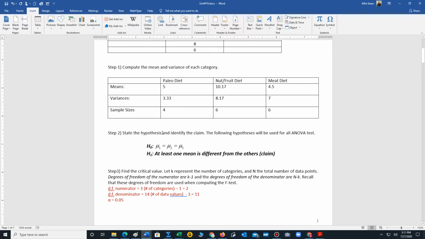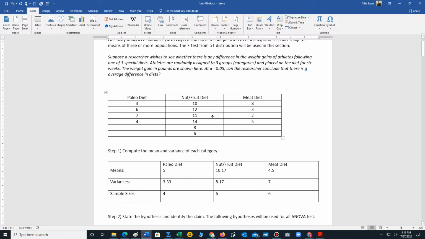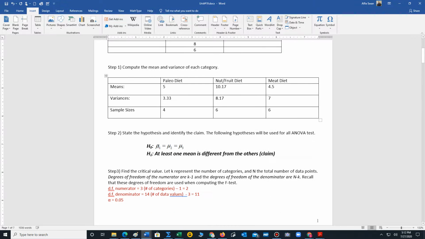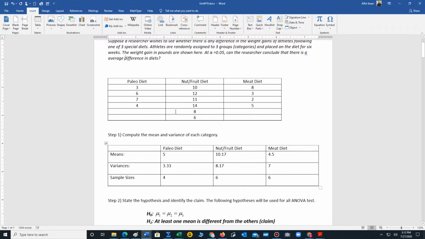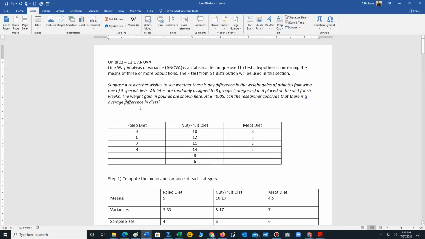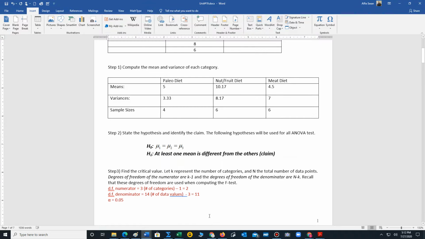Next, we state the hypothesis and identify the claim. So the structure of the hypotheses are the following. H naught will have all the means equal to one another. So in this case, we have three categories. That means we have three means that are all equal. H sub 1 is at least one mean is different from the others. That's also the claim. The claim was difference. So at least one is different.